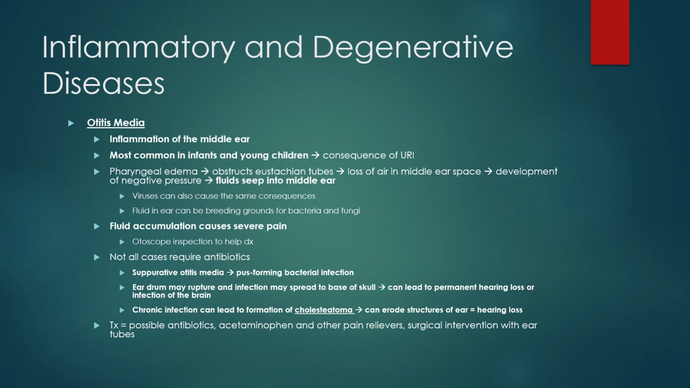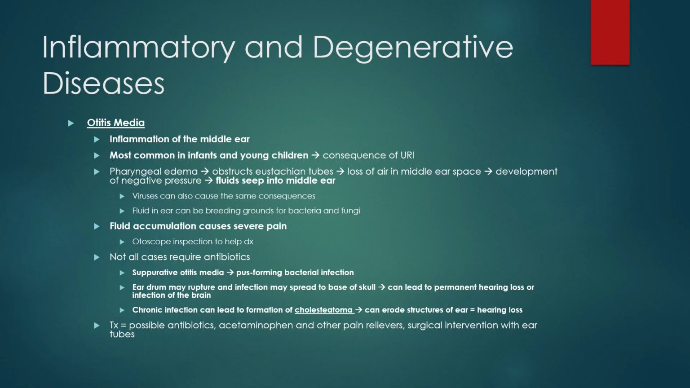Now let's move into the ear, specifically otitis media, or inflammation of the middle ear. This is incredibly common, especially in infants and young children, and almost always follows an upper respiratory infection. Here's what happens. During a URI, inflammation causes swelling in the nasopharynx. That swelling can obstruct the eustachian tubes, which normally help equalize pressure between the middle ear and the outside world. When those tubes are blocked, air is absorbed from the middle ear. Negative pressure develops. Fluid seeps into the middle ear cavity.